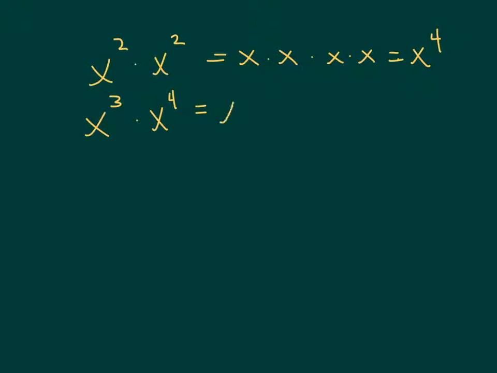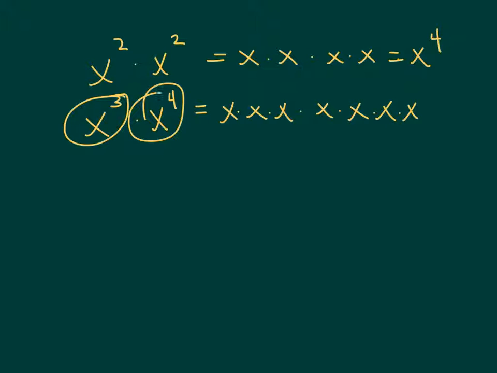Okay, so we need to review the exponent rules real quick. And so we recognize that if we have x squared times x squared, that's the same thing as x times x times x times x. And so we end up with x to the fourth. Or we could have x cubed times x to the fourth, and that's x times x times x, that takes care of this x cubed, times x times x times x times x, which takes care of x to the fourth, and that gives you x to the seventh.